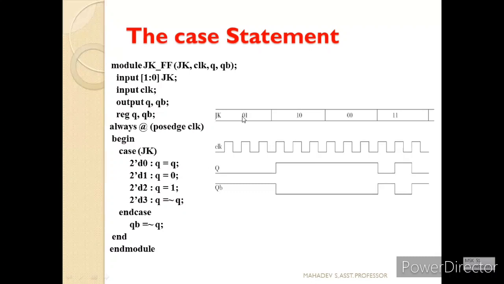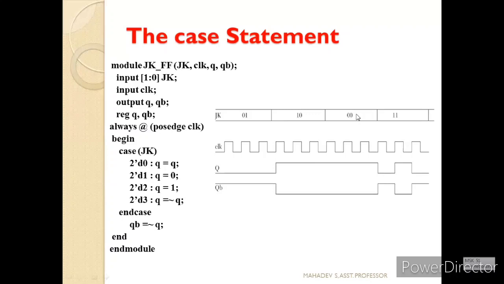So what is happening? When D is 1, Q should always be 0. During the positive edge, when J and K are 0, 1, the output is 0. You can observe here, in this case, at the rising edge the value of JK is 1, 0. So what happens? When it is 1, 0, Q is 1.